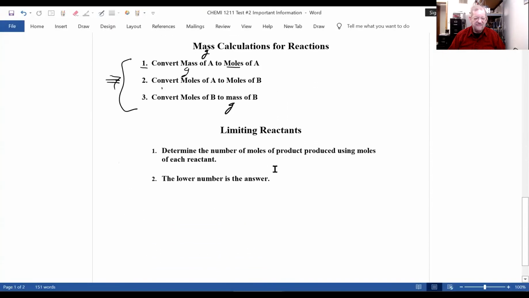If you look at important information, test number 2, you see I have limiting reactants, and there's a little note there, beware of Dr. White, he makes mistakes on a problem set. But anyways, for limiting reactants, determine the number of moles of product produced using the number of moles of each reactant. So you do the calculation, in this case, 2 reactants, 2 calculations. You go from moles of reactant to moles of the product, and the lower number is the answer.